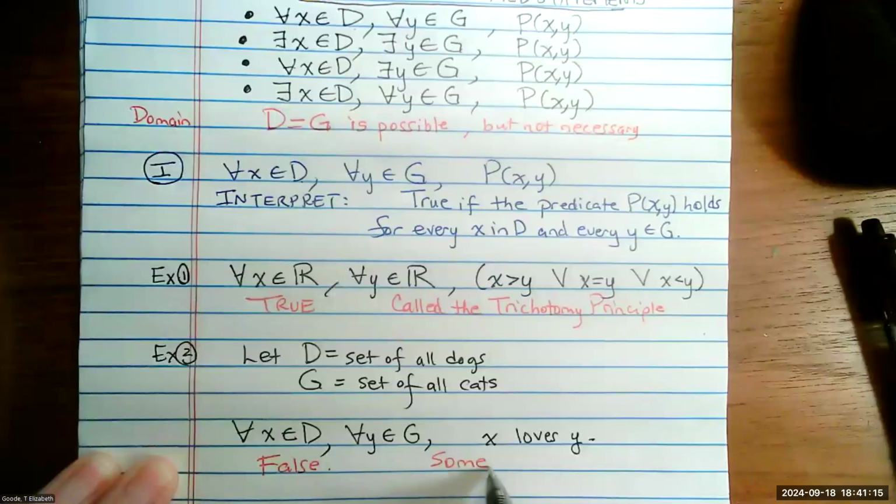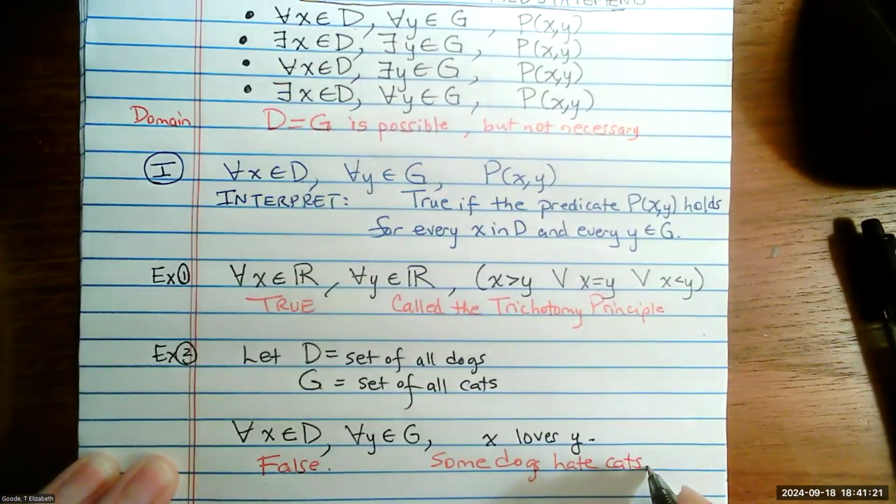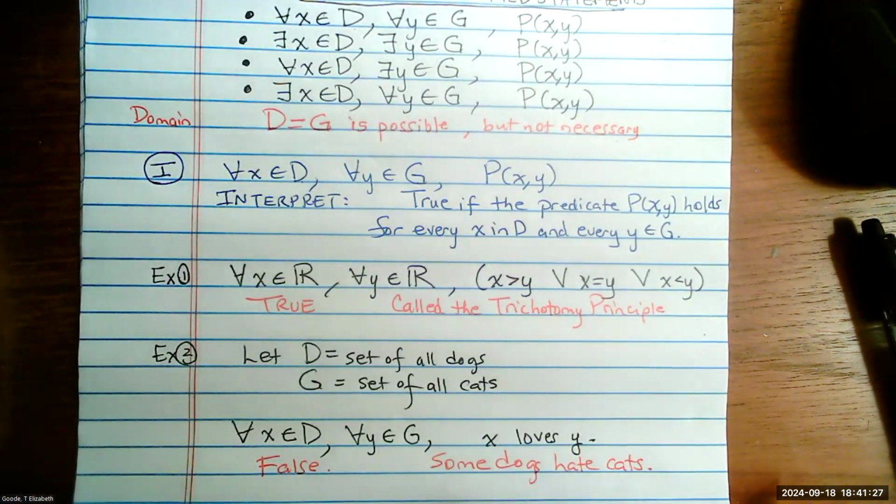So how would we verify that it's false? Well, some dogs hate cats. In fact, that's more than we even need to say. It's enough that a dog hates one cat, and we know that's true.